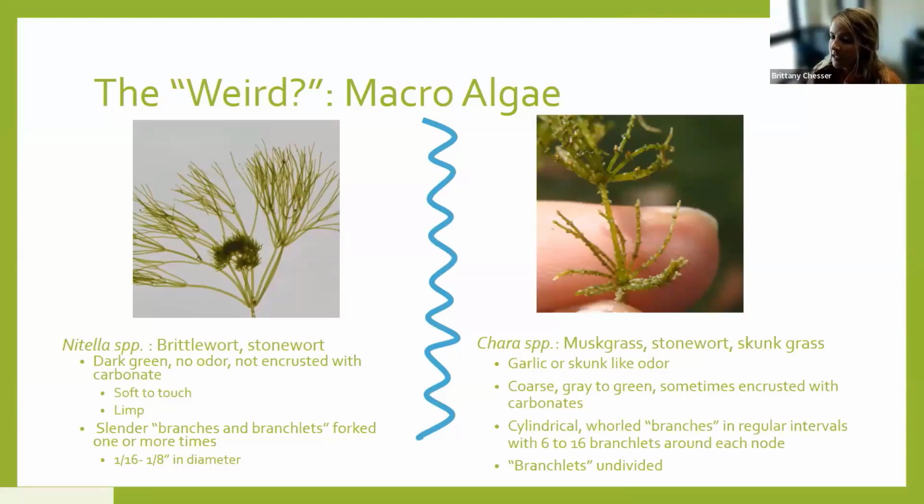Chara species have very cylindrical whorled branches in regular intervals with 6 to 16 branchlets around each node. But the branchlets are undivided, and that's one of the ways that you can tell it apart from some of our true vascular plants as well.